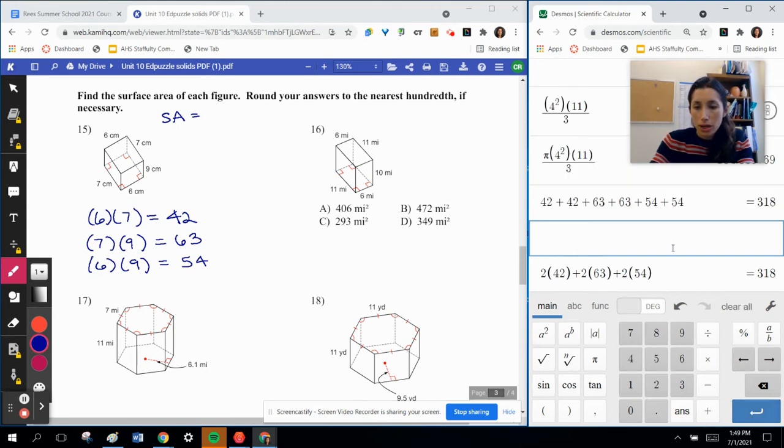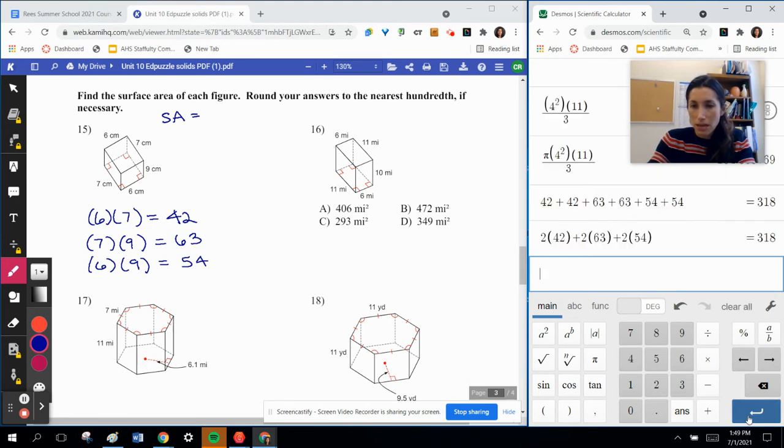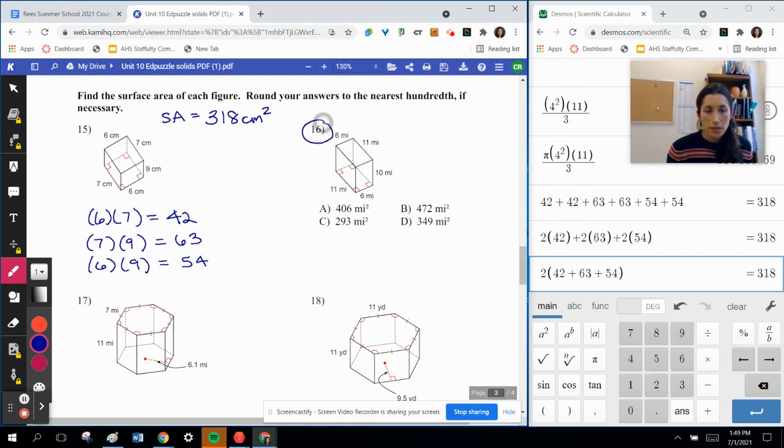And one last shortcut to make it even simpler: if I take all three of these numbers and add them together and double it, that would probably be the easiest shortcut. So I would add 42 plus 63 plus 54. And since all of those need to be doubled, I multiply by 2 and I get 318. So any way you do it, you're still going to get the same value. So I'm going to get 318, and we'll say centimeters squared this time. Okay, go ahead and find the surface area for question 16.